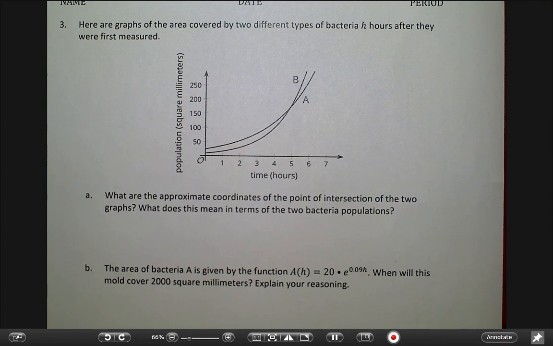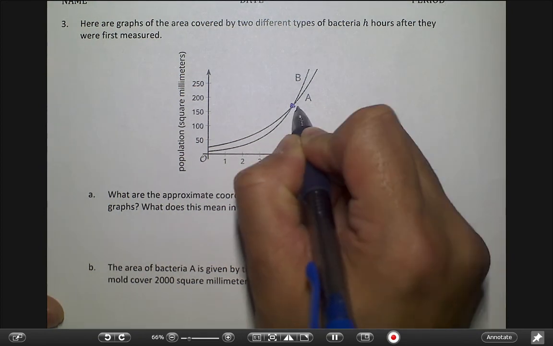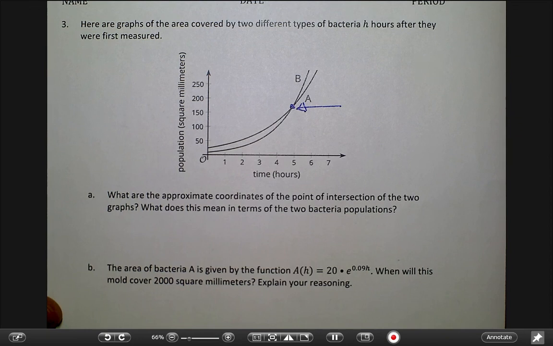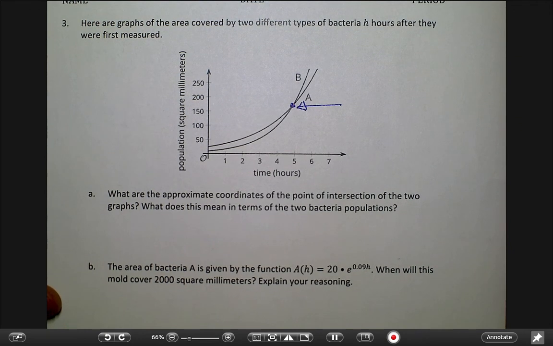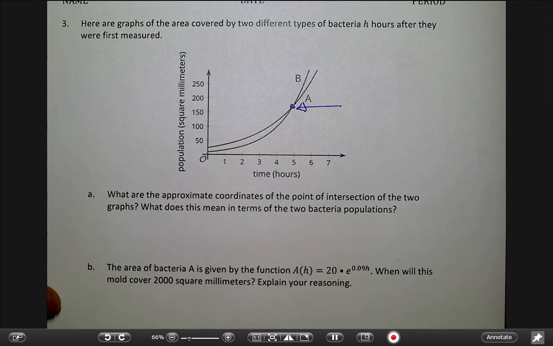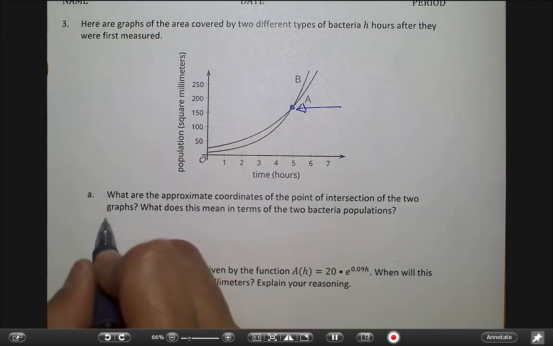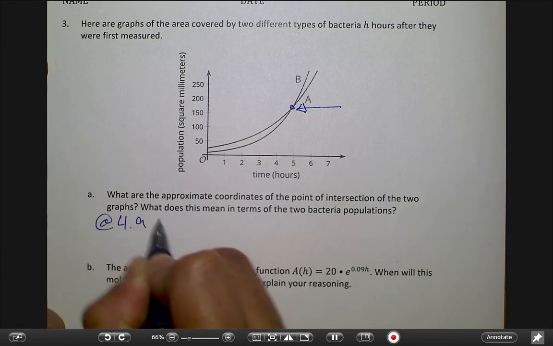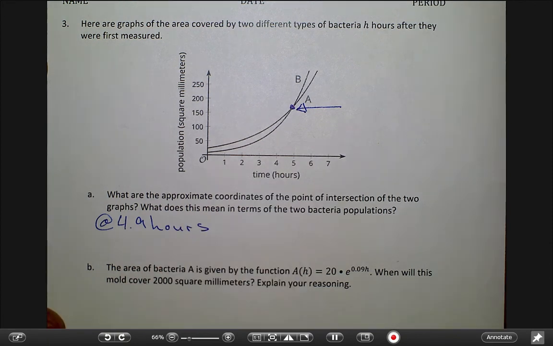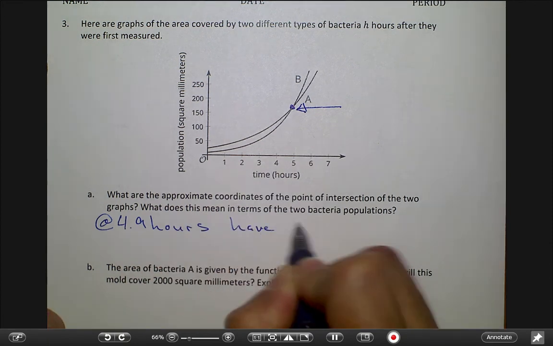Okay? All right, listen up here, please. Hey, I need your attention back up here. Okay, here's a graph covered by 2 different bacteria, h hours after they were first measured. What's the approximate coordinates of the point of intersection of the 2 graphs? What does it mean in terms of the bacteria population? See this right here? That's my intersection. Okay, so what am I going to say because of that? Say it again. 4.9 hours. You would have the same population. Yep.